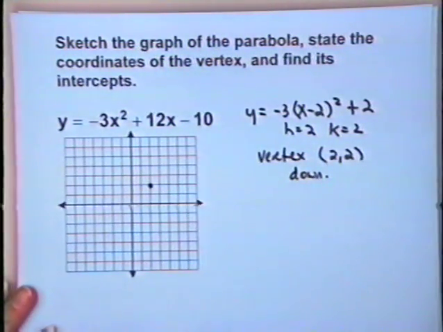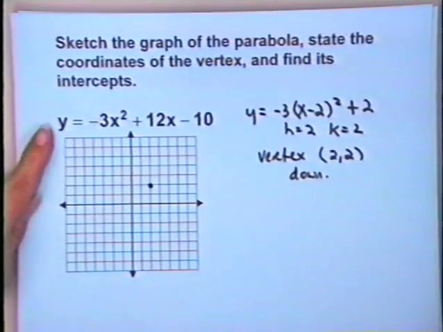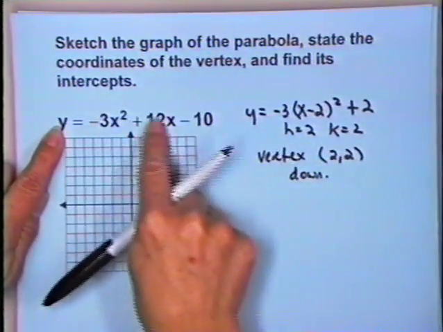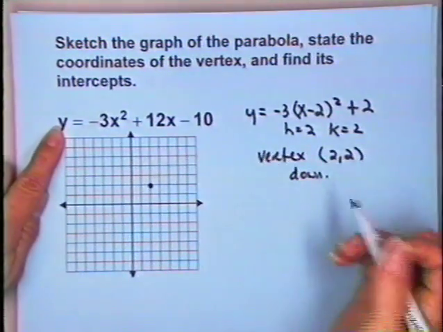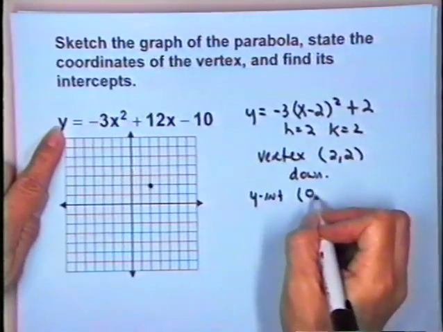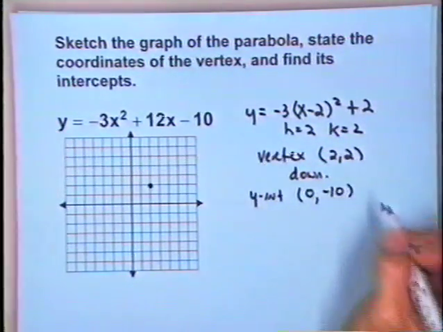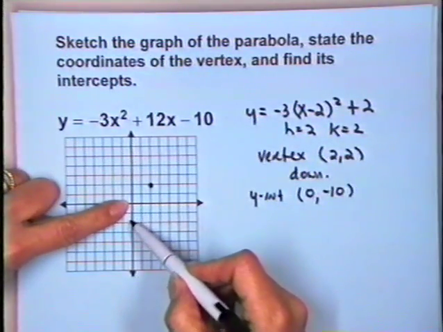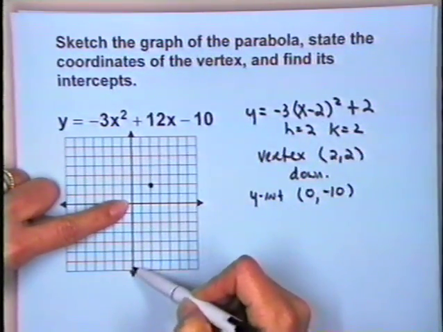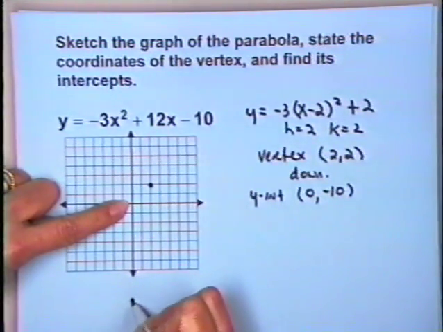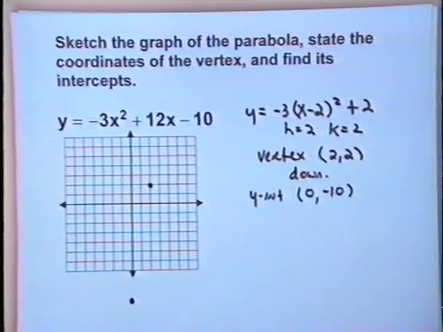Okay? Now, let's look at our original equation. What happens if x is 0? y is going to be what? Minus 10. So my y-intercept, whenever x is 0, y is negative 10. Now I think that's going to be kind of down below here. If x is 0, 1, 2, 3, 4, 5, 6, 7, let me approximate 8, 9, 10. So that's going to be somewhere down in here, okay?